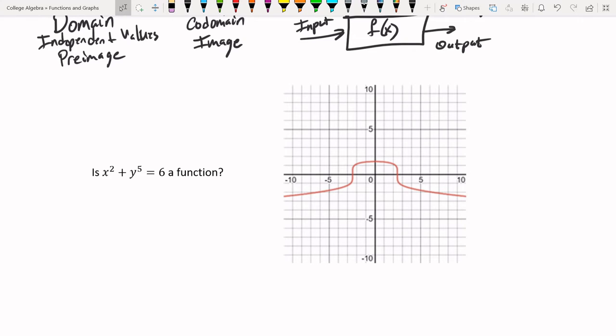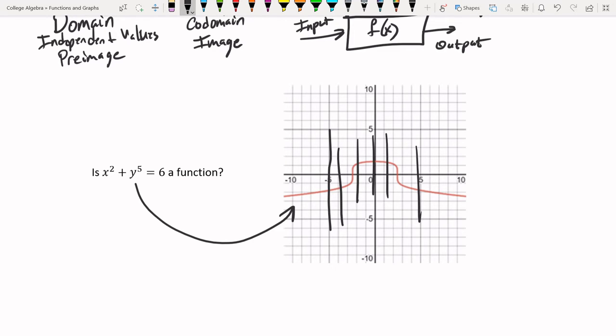So is x squared plus y to the 5th power equal to 6. Is this a function? Well, this is the graph of that. And what we do is the vertical line test. In other words, take a vertical line and cross it. And keep taking as many as you want, wherever you want to put them. And as long as every single vertical line crosses only once, then you have a function.